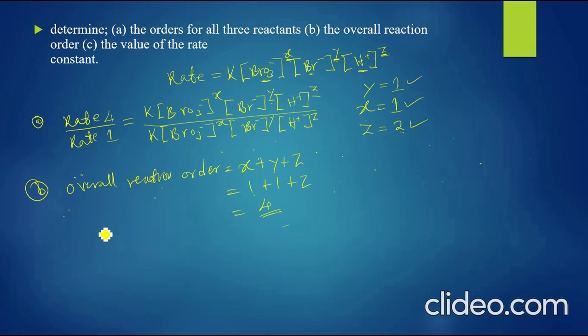And then how can you determine the rate constant?